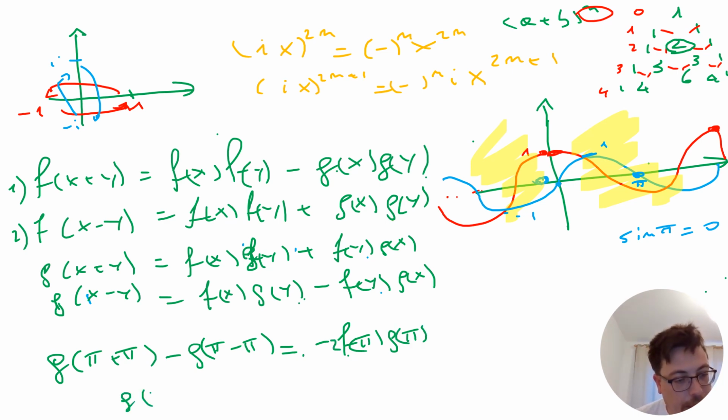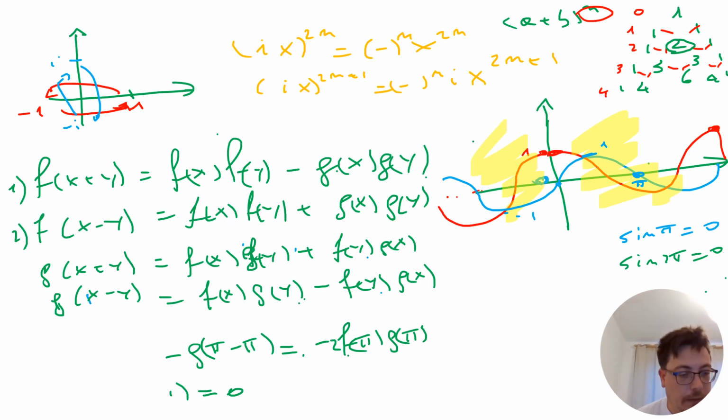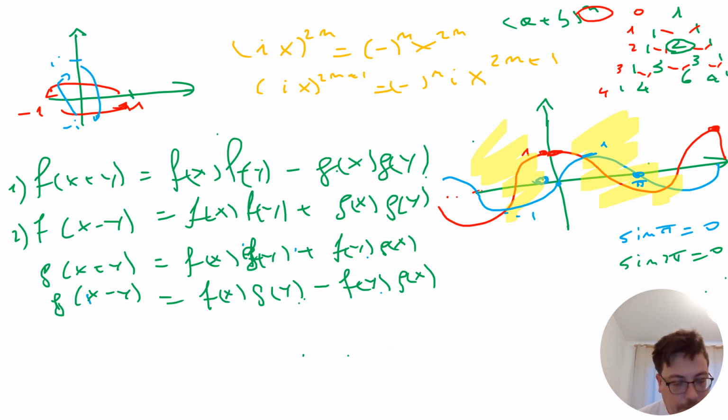So g of 2 pi and g of 0, which is 0, is equal to, we know that g of pi is 0, and we know that basically we get that sine of 2 pi is equal to 0 as well, which is okay, but we want to get something out of f. So let's see if I can get this right. We want to do, for example, f of pi.